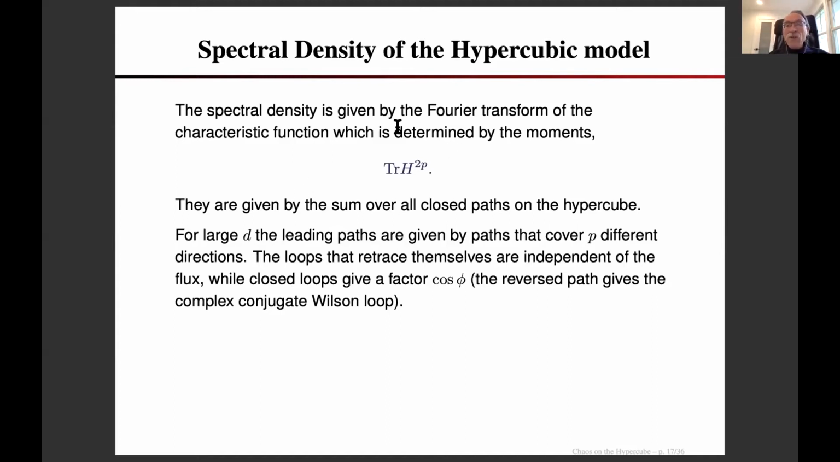And on a hypercube, you can have different closed paths. You can have paths that retrace themselves. And of course, those paths do not depend on the flux, because there's no flux through the path. And also paths with closed loops. Each closed loop gives a factor cosine phi from the Wilson loop. And because you have to sum over all paths, you also have to include the reverse path. So you actually get the cosine of phi for a closed loop.